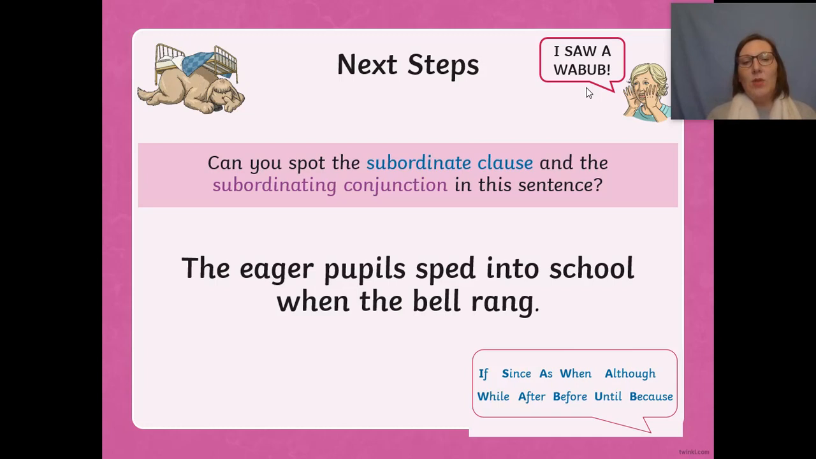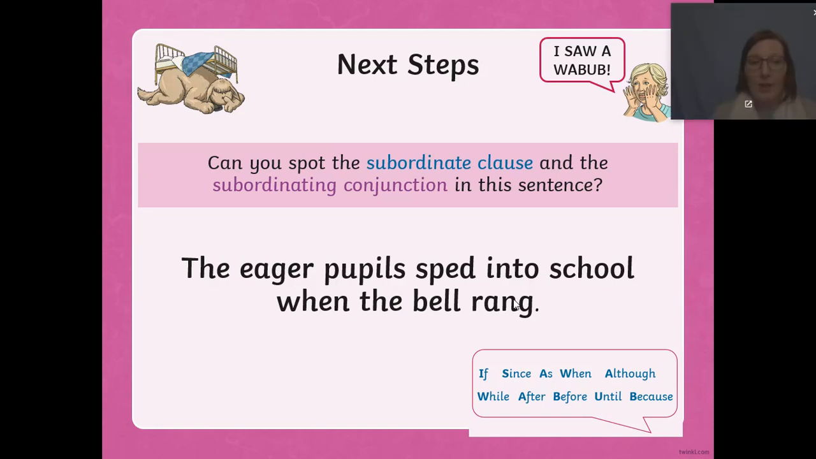If I pulled out "when the bell rang," would that make sense as a sentence? Not on its own. It would need something to support it, wouldn't it? Why did the bell ring? What was happening? And if I have a look in that sentence as well, if I look down here, can you see? If I go along, I've got that subordinating conjunction, "when." "When" is here. And that tip from earlier: "when" is always at the beginning of my subordinating clause. So I know that this is going to be my subordinating clause.